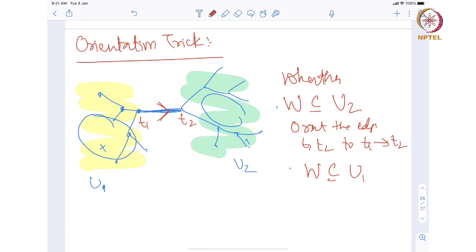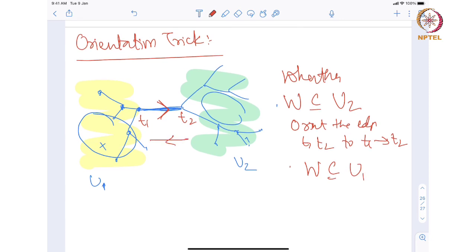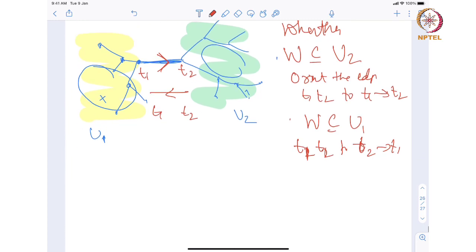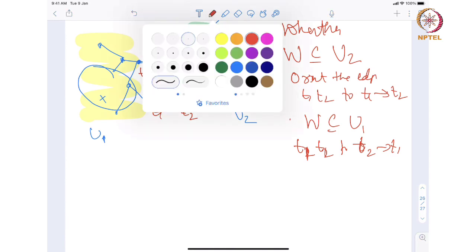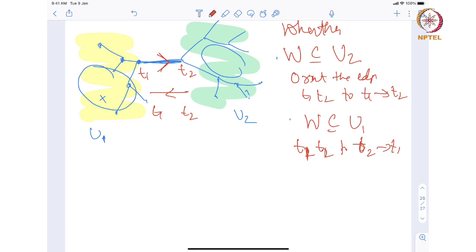If W is a subset of U1, then what would we have done? We would have just oriented T1, T2 to T2, T1. This is how you orient. So basically what I'm saying is, I'm looking at an edge, I say which side contains W completely. Whichever side it contains completely, I point my arrow towards that side of my tree. So this is how we do the whole orientation. And this is fine. For every arc you will be able to find such an orientation.